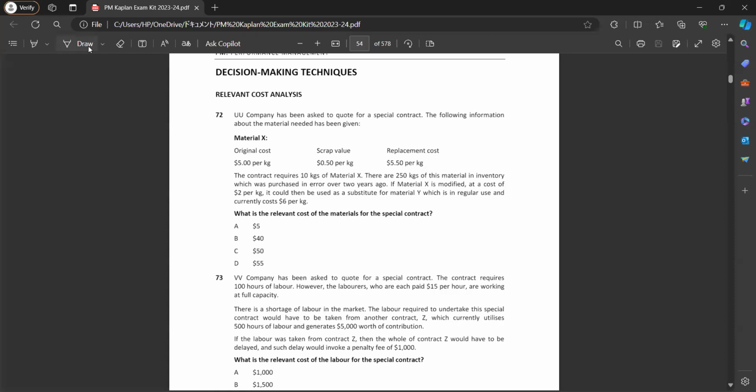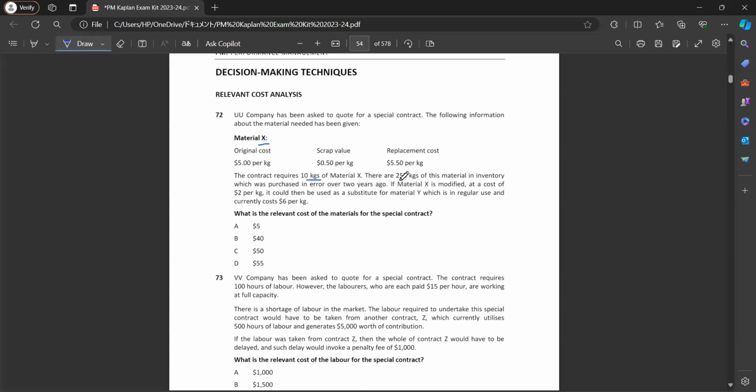The first question says that UU company has been asked to quote for a special contract. The following information about the material needed has been given. So there's material X, which we are talking about. For this material X, there is original cost, scrap value, replacement cost. The contract requires 10 kgs of material X.